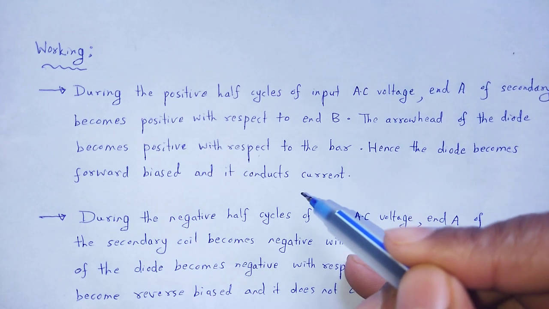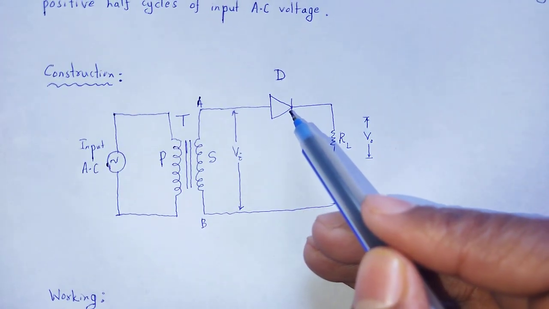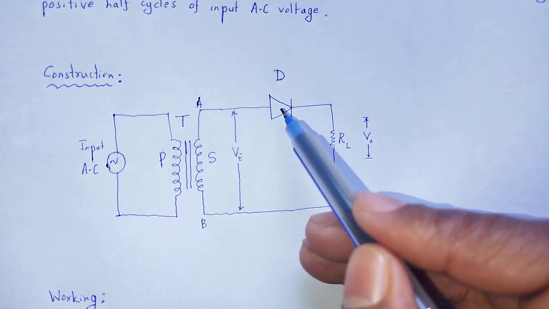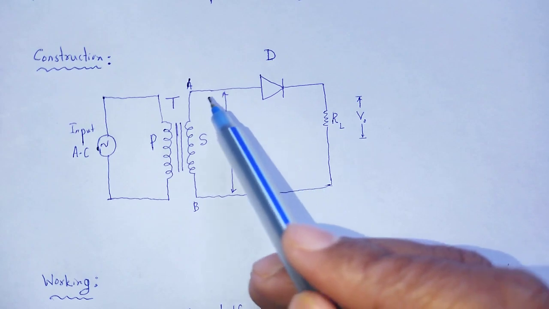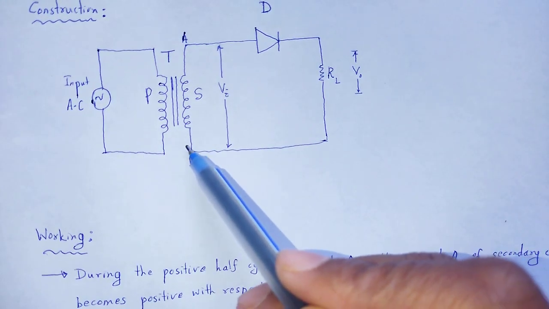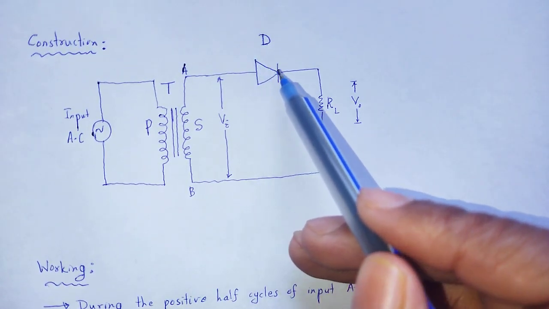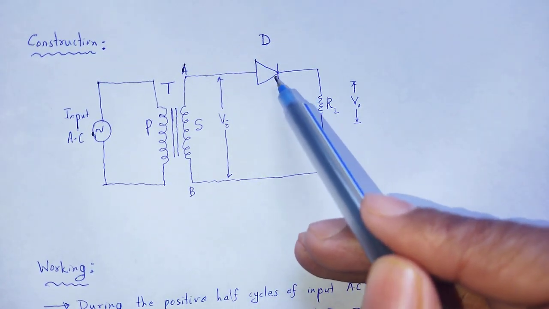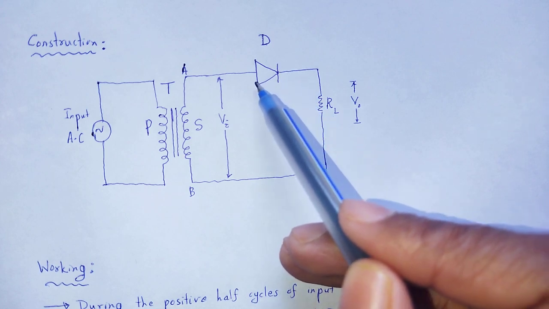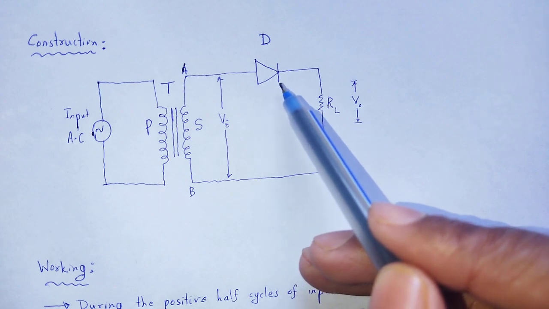As I previously said, when the junction diode is forward biased, it conducts current. Now, during positive half cycle, A is positive, B is negative. Therefore, the arrowhead becomes positive with respect to the bar, and it is in forward bias situation and it conducts current.